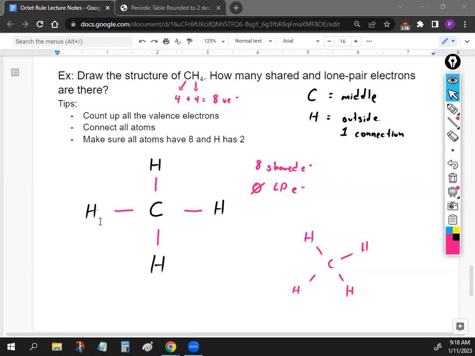Is that only 4? It's 4 lines, but remember each line is 8. Or sorry, each line is 2. So you've got to double it. So it's going to be 8. Good question. No, if they're in the same formula, it's one structure, so they all need to be connected.